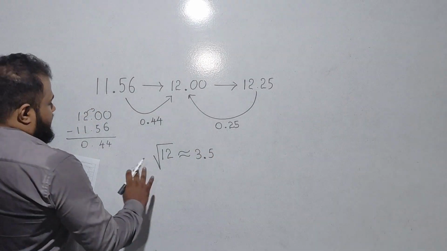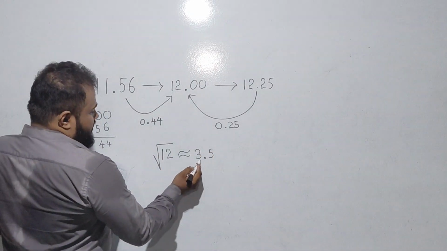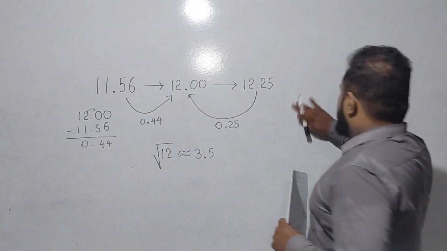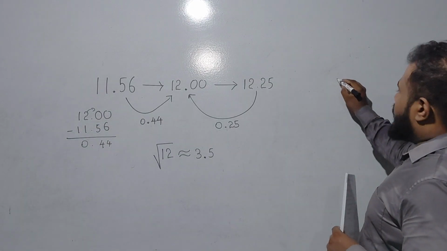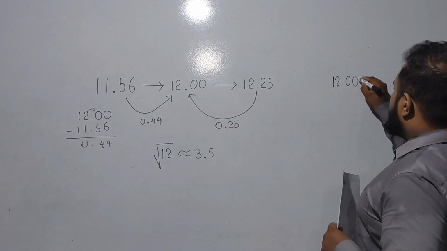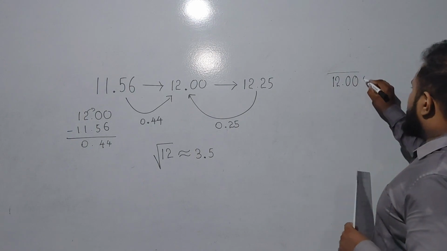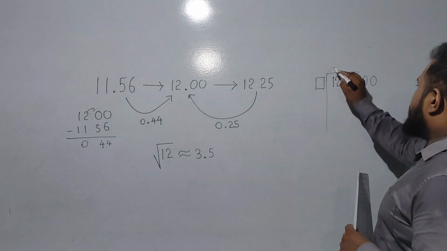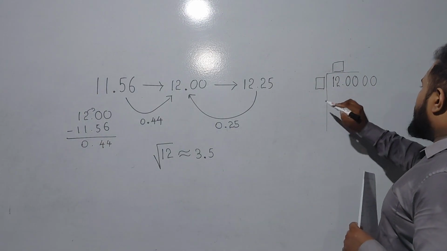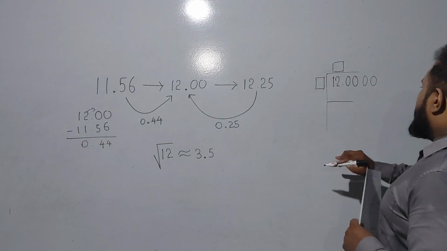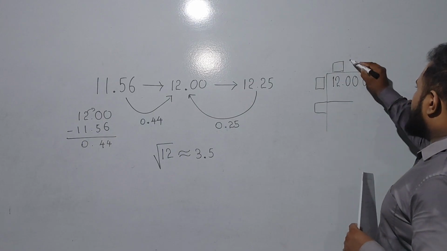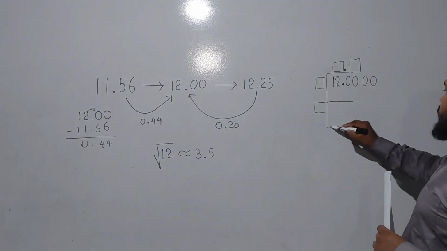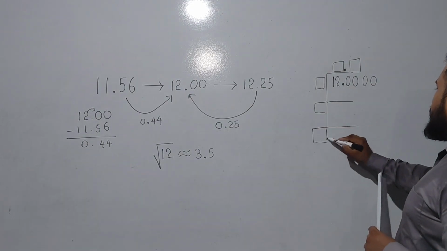But if you use the division method, you will definitely get a 3.4 value. As an addition, I will do the division method. 12.00. We put another two zeros. Then we are putting a box here and a box here. And again, keep one ruler and put a box here and a box here. Put decimal place for decimal place. And again, keep a ruler and put a box here and a box here.